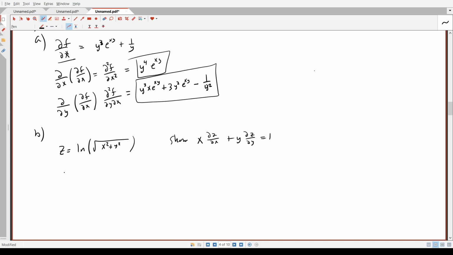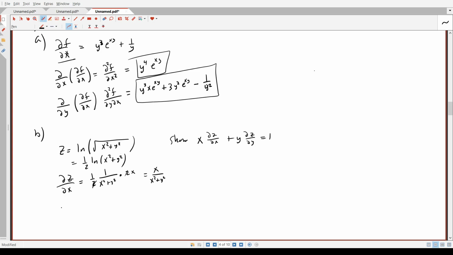Okay, so let's calculate these partials. Just because I don't like working with square roots, I'm going to write this as 1/2 ln of x squared plus y squared. So dz/dx, that's going to be 1/2 times the derivative of natural log, that's 1 over what we have here, x squared plus y squared. It's not just x, so I need to use the chain rule. That's going to be times 2x, the 2's cancel, and I get x over x squared plus y squared.